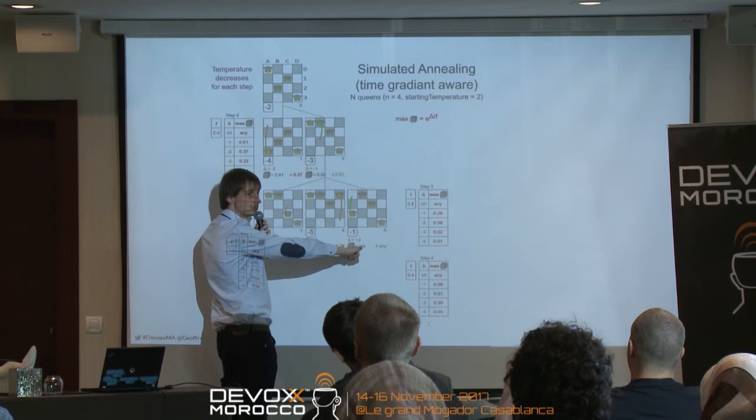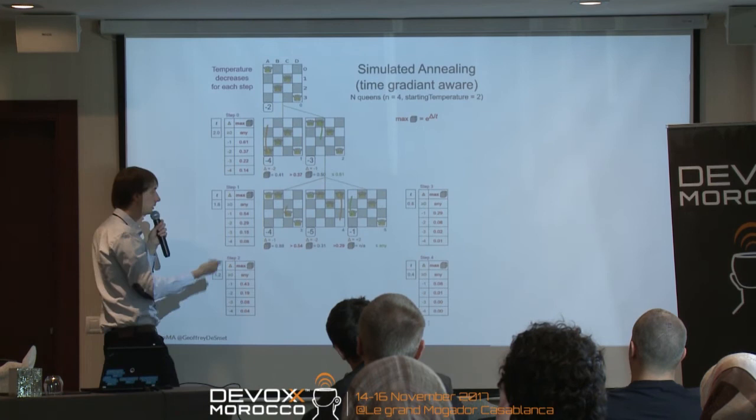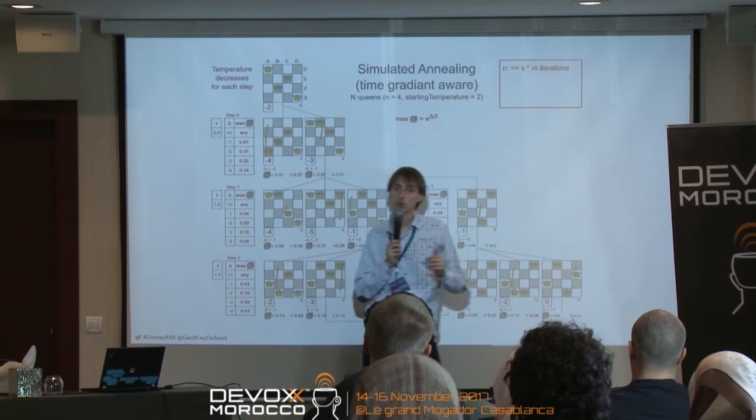It's only the ones that deteriorate the score that we will accept with a chance, and that chance will reduce. It will depend on two things: how long have we been solving, and how bad does it make stuff, right? Small disimprovements. And if we continue like that, we actually get to the optimal solution. And this actually works. Bit strange, you have to trust it.